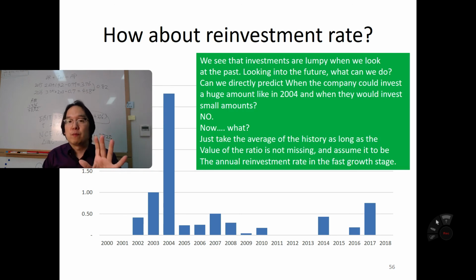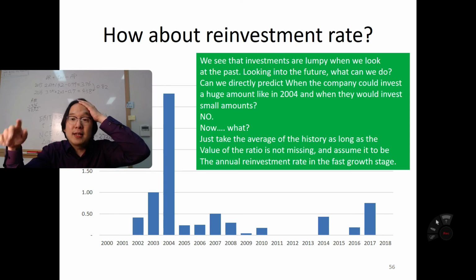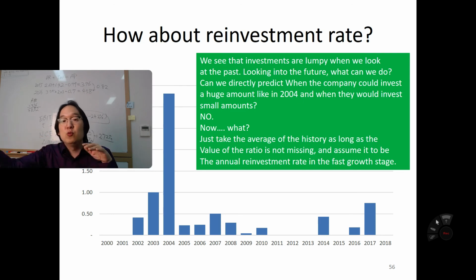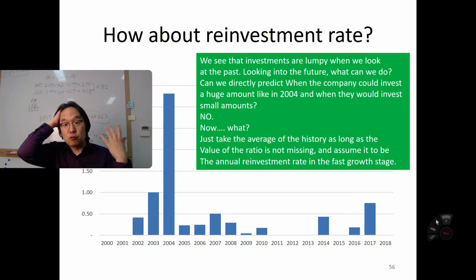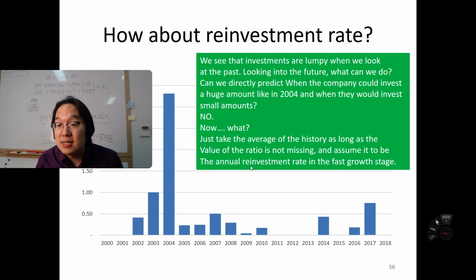So what do we do? We do it the average way. We say normalize it. Take the average, as if an equal amount of investment will happen going into the future, but we have some understanding that it will be lumpy. So take the average and assume it happens smoothly. That's what we're going to assume in the cash flow projection. That's what you see in the green box. The value of the ratio is not missing, right?